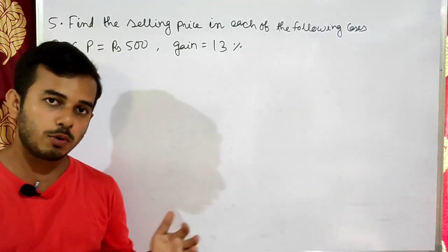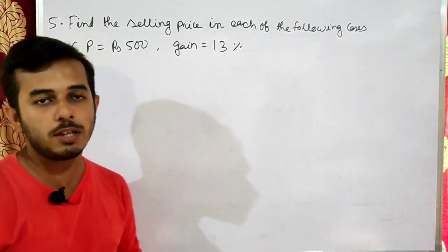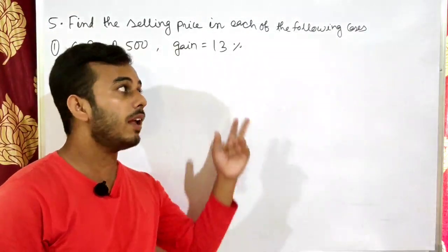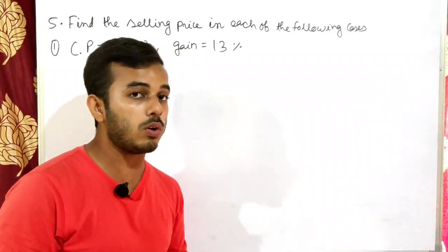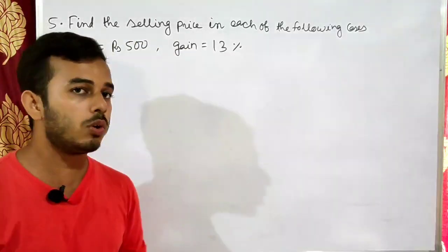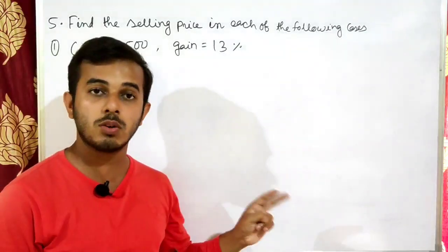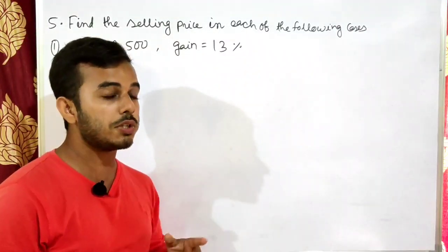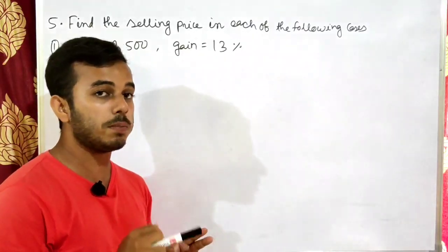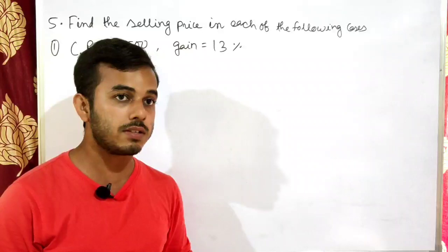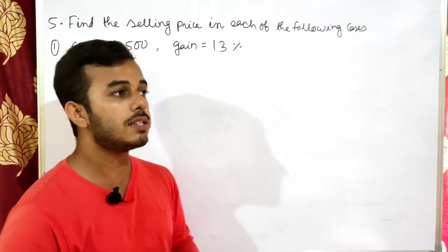Okay, so now let's move to our next question, that is question number 5. In this question, we have to find out the selling price. Here cost price is given, and in this one gain is given, and then we will solve another one where loss is given. Now we know the relation between selling price, cost price and gain or loss. So what was the relation? That is SP equals CP into 100 plus gain, divided by 100, isn't it? So we will just substitute the values here and then find out the selling price.